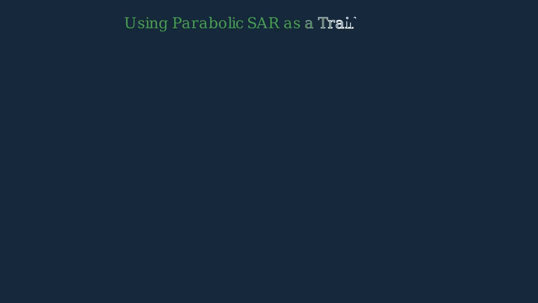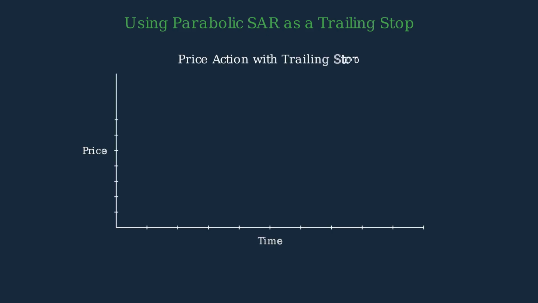One of the most powerful uses of Parabolic SAR is as a trailing stop-loss mechanism. The SAR dots automatically adjust their position as the price moves, providing traders with a dynamic stop level that adapts to market conditions. Let's examine how this works in both uptrend and downtrend scenarios.